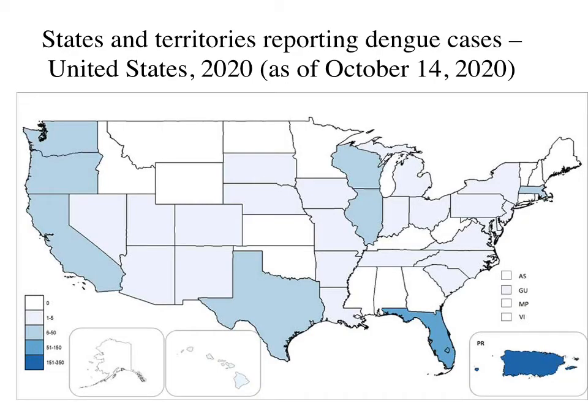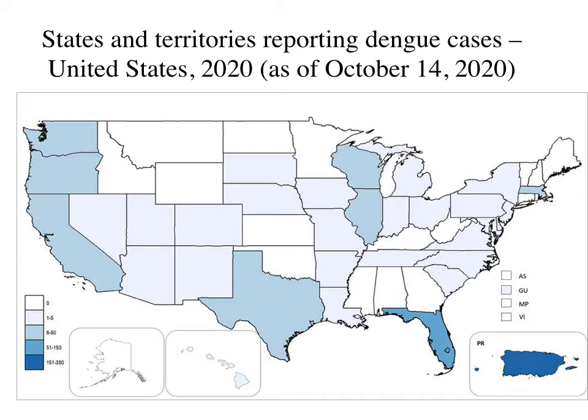Dengue virus disease became a nationally notifiable condition in the U.S. in 2010. Cases are reported to CDC by state, territorial, and local health departments using standard case definitions. Dengue is common in the U.S. territories of Puerto Rico, the U.S. Virgin Islands, and American Samoa.